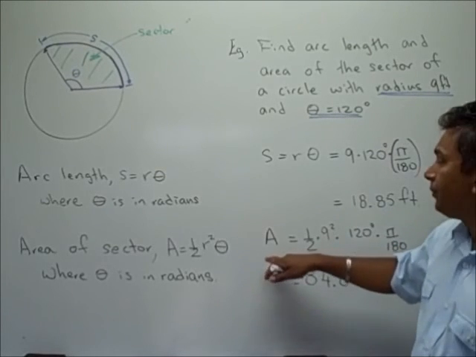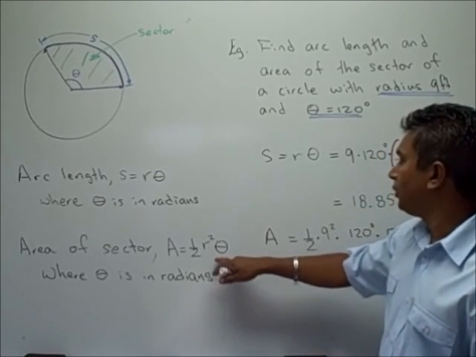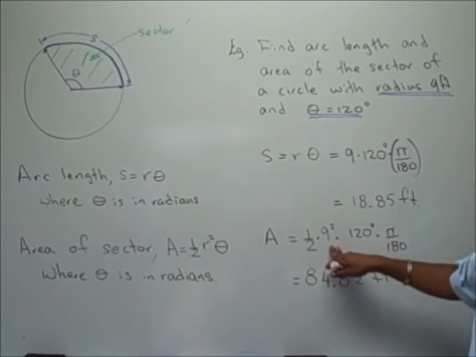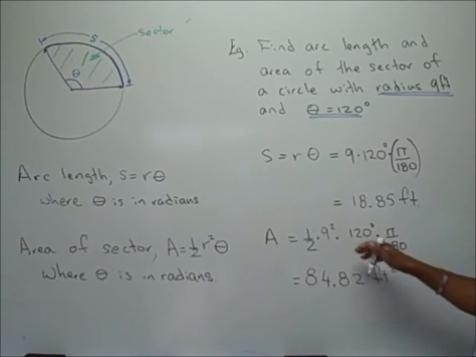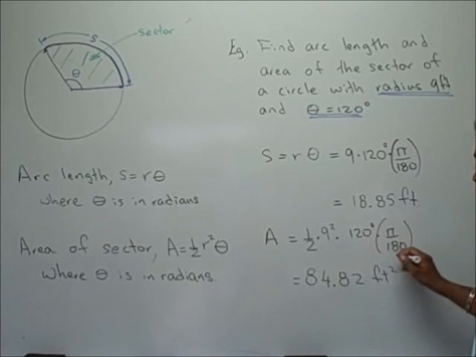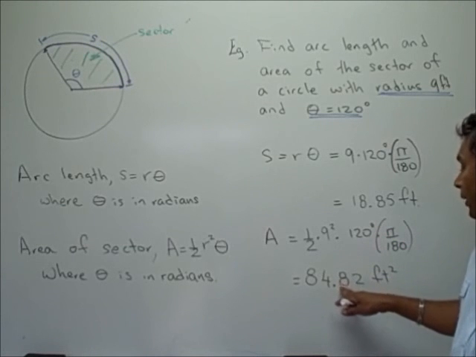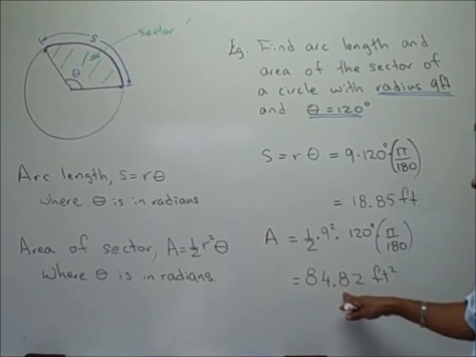To find the area, we use our formula here. So it's 1/2 times 9 squared, our radius, times 120 degrees. Once again, we multiply by pi over 180 to convert our degrees to radians, and this gives us an area of 84.82 square feet.